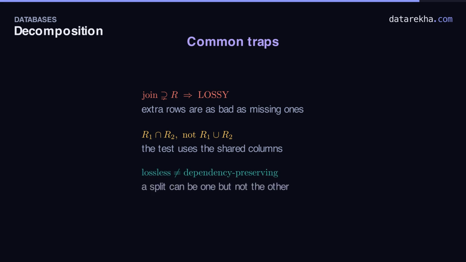Trap 3. These two really are independent. A split can be lossless, but not dependency preserving, or the reverse. Never assume that passing one test means passing the other. Check both, separately. And trap 4. Don't mix up the forms. BCNF is always lossless, but may sacrifice a dependency. 3NF keeps both. That single distinction is why 3NF is so often where designers actually stop.